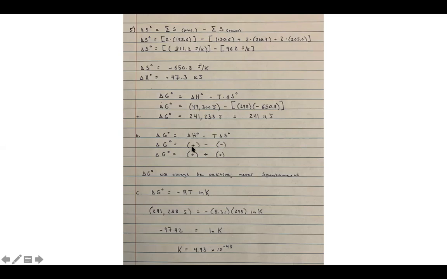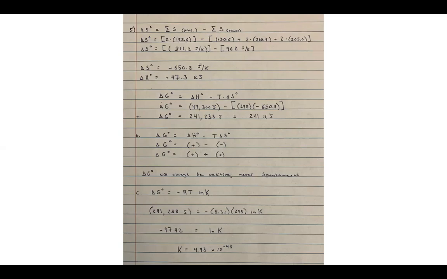So when you have a positive number and you subtract a negative number from it, it's really like adding two positive numbers together. And so basically, we find out that no matter what temperature we are at, delta G naught will always be positive. Therefore, the reaction will never be spontaneous.